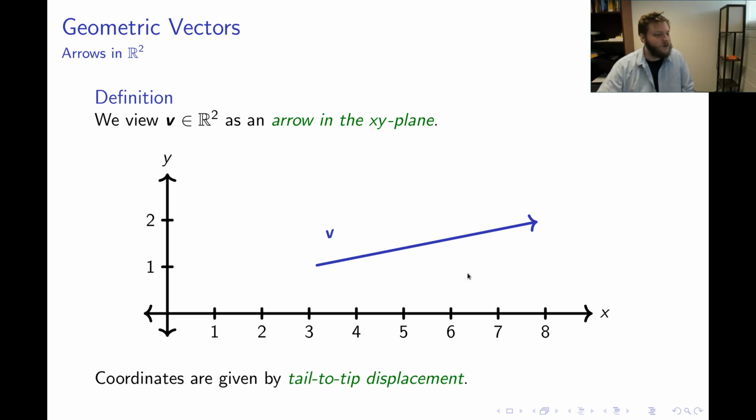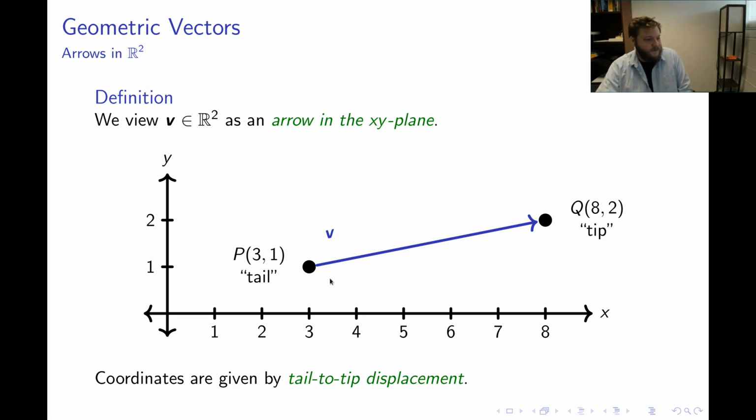Now, whenever you draw an arrow, the arrow starts at some point and terminates at some point. We call the place where the arrow starts the tail of the vector, and we call the place where the arrow terminates the tip of the vector. So in this situation, our vector v emanates from the point 3, 1 and terminates at the point 8, 2.